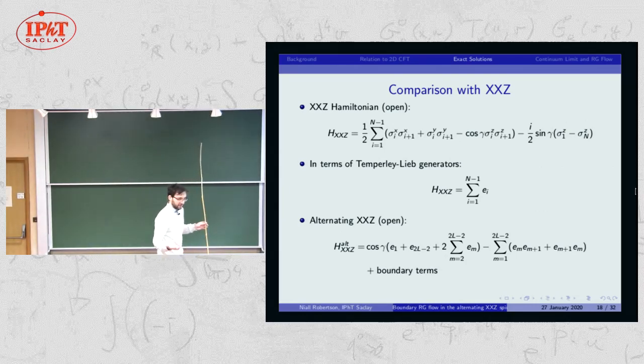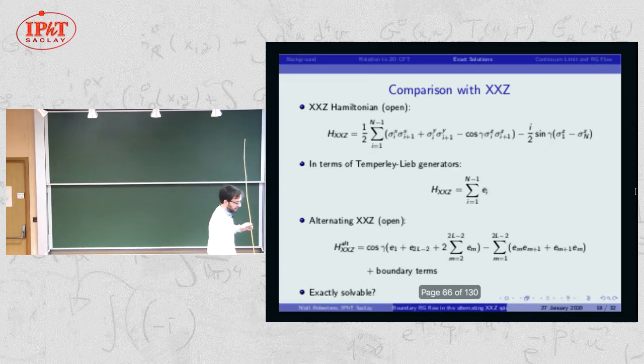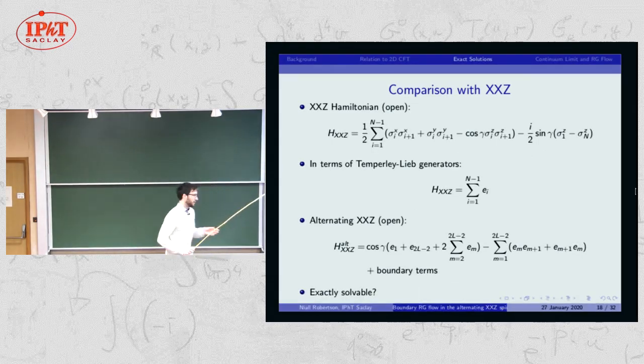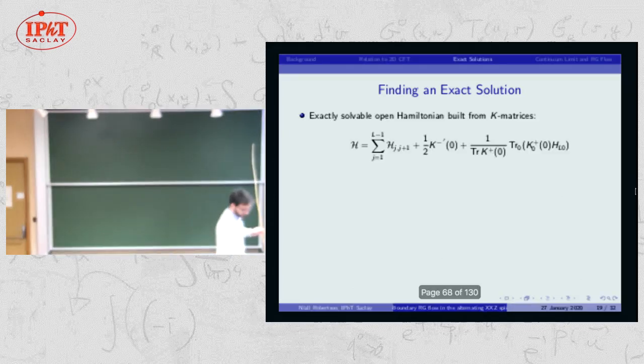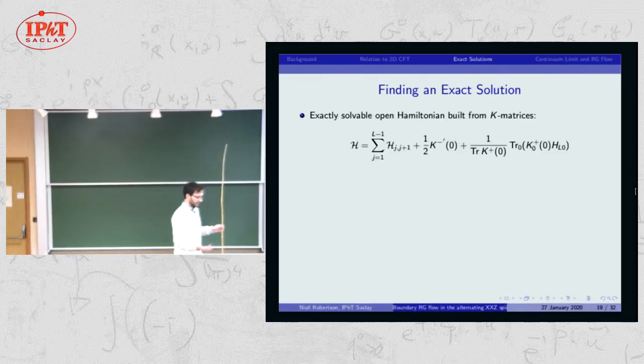So this suggests that maybe the way to find an exactly solvable conformally invariant boundary condition for the alternating case is to somehow find some boundary terms such that the whole Hamiltonian is also written entirely in terms of EI. That will turn out to be the case, as we'll see. So how can we find the exact solution that does this?